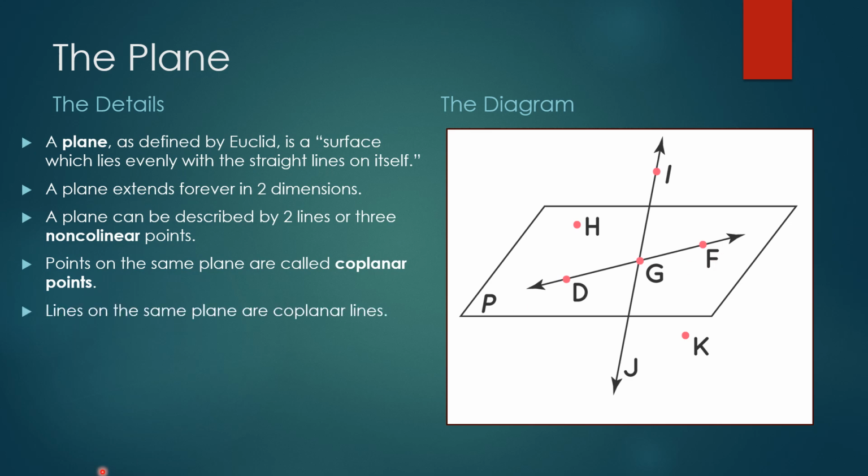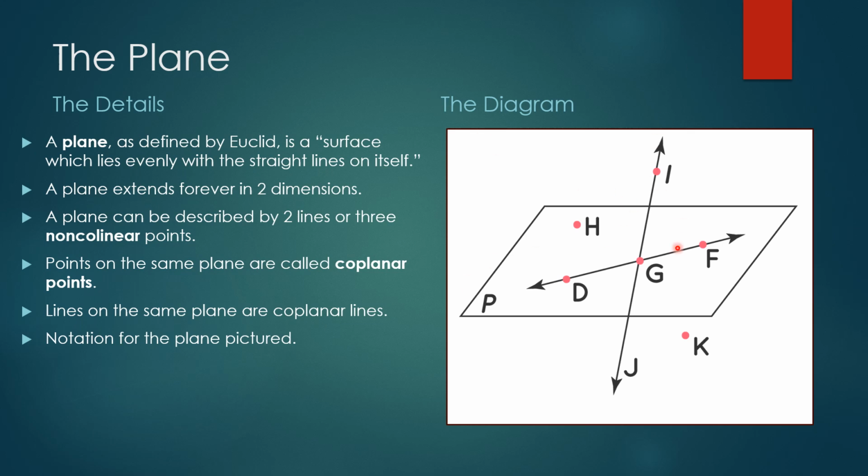And if I have two lines that are on a plane, they are called coplanar. The two lines we have here, line DG and line IJ, are not considered coplanar. Actually, line IJ goes through the plane of P.